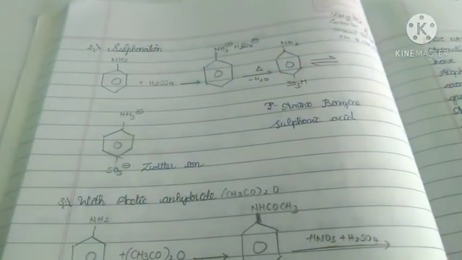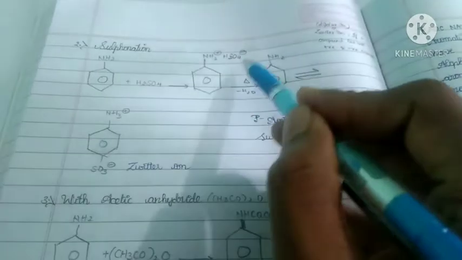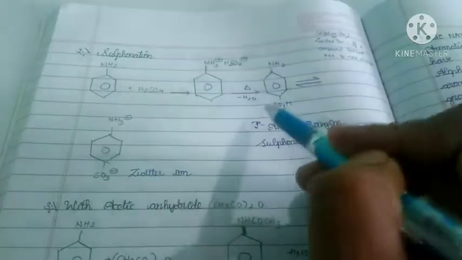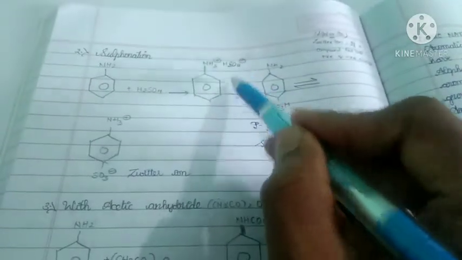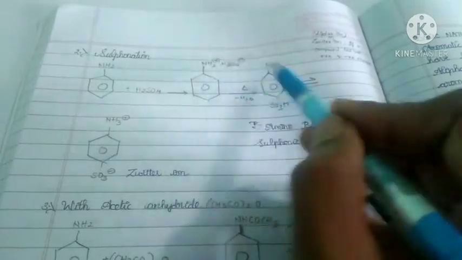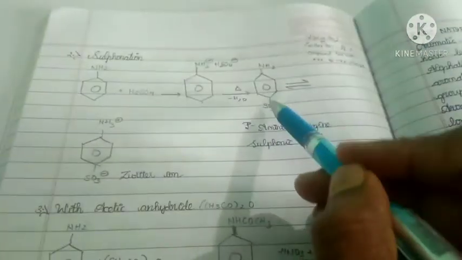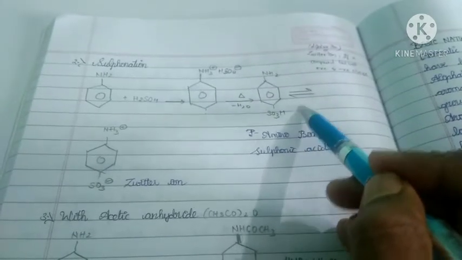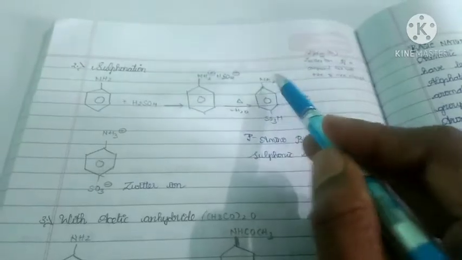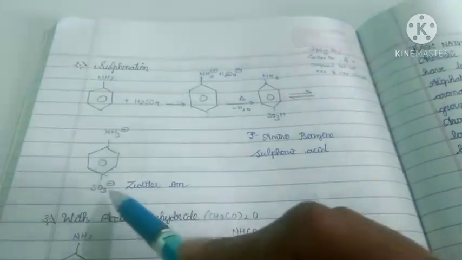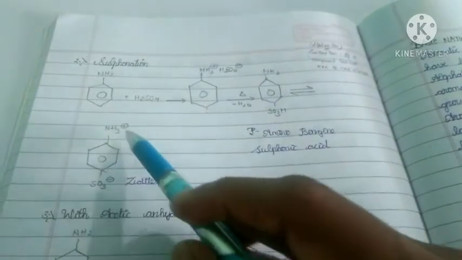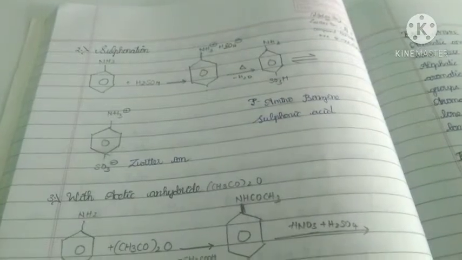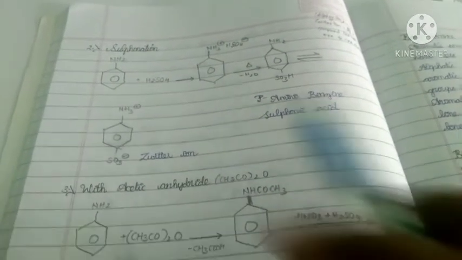I repeat that point, listen carefully. When this compound undergoes heating, one hydrogen from this position, one hydrogen from this position, and one oxygen from this position will be removed as H2O. Then SO3H will come here. Here NH2 will be left. Finally, again this can be reversible. That means this H plus comes and attacks here. Then NH2 becomes NH3 plus. This is called zwitterion. Why is it called zwitterion? Zwitterion means if both positive charge and negative charge are present in a molecule, that is called zwitterion. That is also called dipolar ion. That is about the sulfonation reaction.